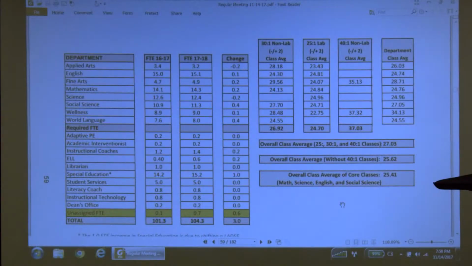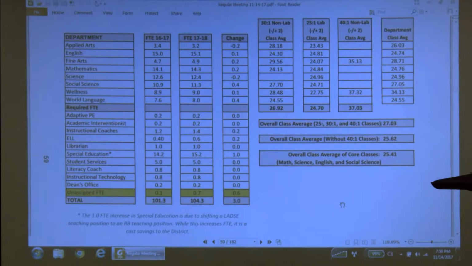So the next page is a kind of a summary of the FTE by department last year, this year, and you can see the change. And then also, if you look to the right of that, you can see the class averages for each department. And some departments have classes that fall into each cap, and some only have 40 to 1 classes or 25 to 1 classes. So you can see what all of those averages are. And then if you look on the bottom right, the overall class average of core classes this year is 25.41.